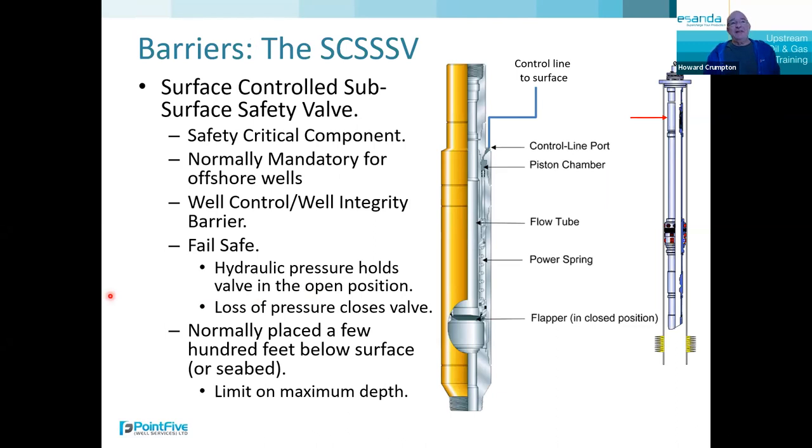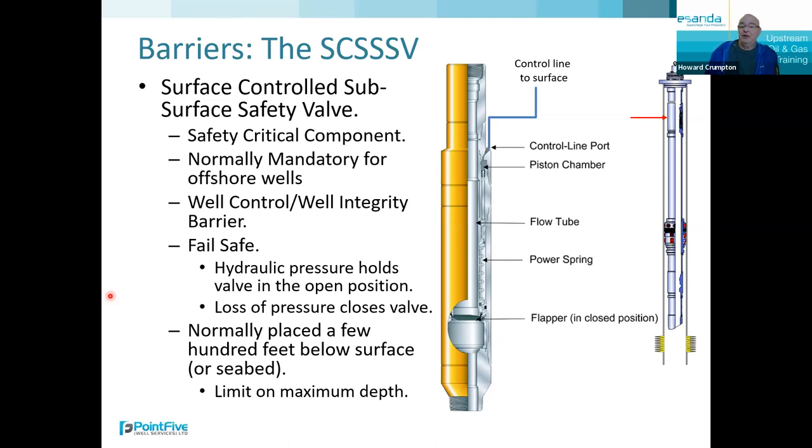In wells that are capable of producing naturally, and if they are offshore, it is normally mandatory to have a surface controlled subsurface safety valve, SCSSSV. Other abbreviations people use are DHSV for downhole safety valve. There are lots of different names for the same thing. It's a fail-safe valve that's located typically 200 to 300 feet below the mudline if it's a subsea well, a few hundred feet below surface if we're on land.